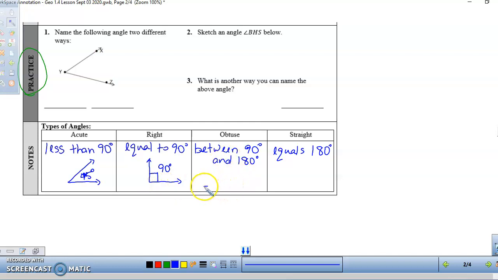Between 90 and 180, I'm going to draw it this way this time, will look something like this. But again, you should have some indication of the measure to know for sure that it's obtuse. And then a straight angle is just what it sounds like. It is just a line. And so from this ray to that ray would be 180 degrees.